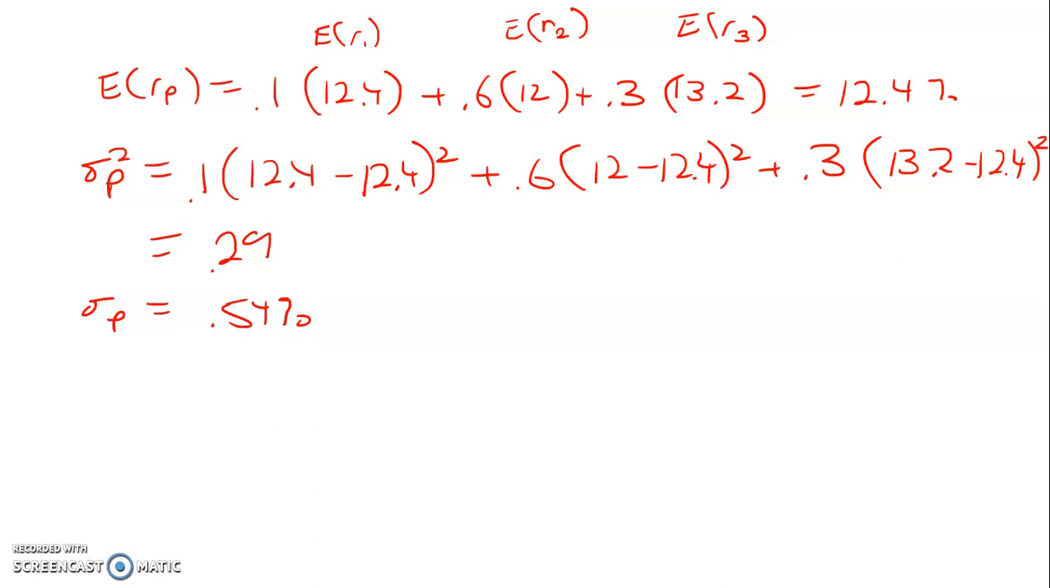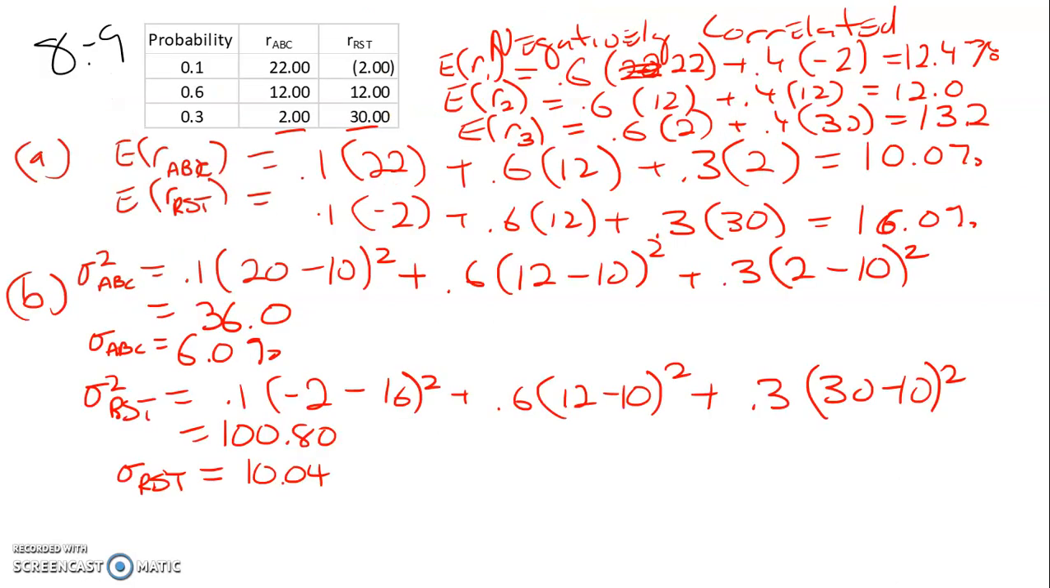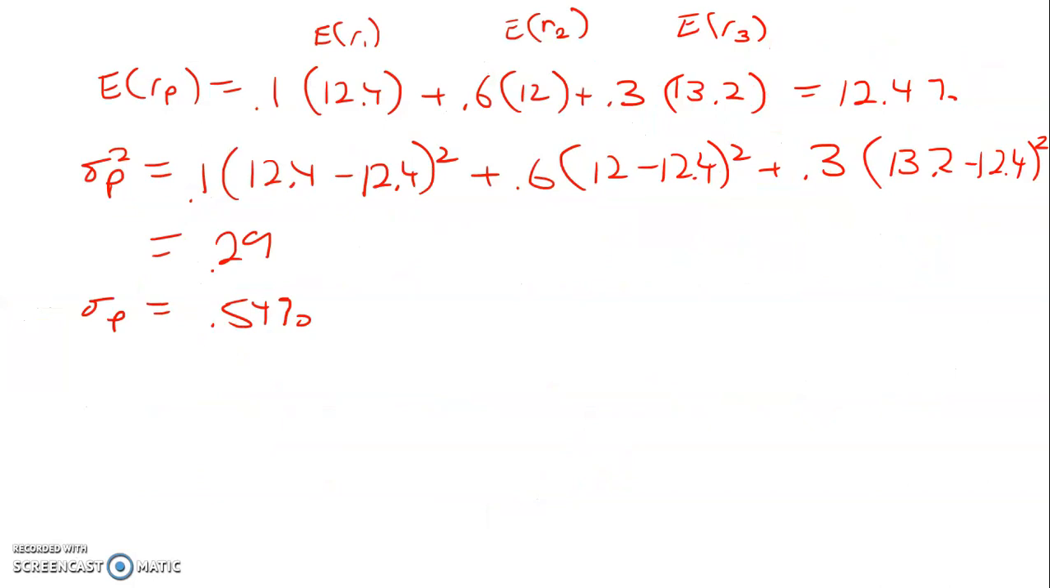So by combining these two assets, we've considerably reduced the risk of this investment. If we go back, sorry for my stray mark there, our standard deviation for ABC was 6%, and for RST was 10.4%. Our combination of the two was 0.54%, I believe. Is that right? Yes. And that is a demonstration of the benefits of diversification.